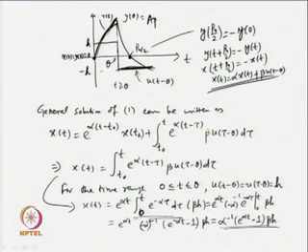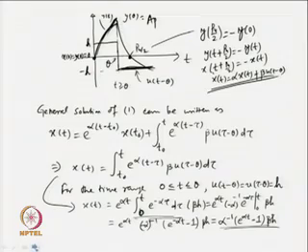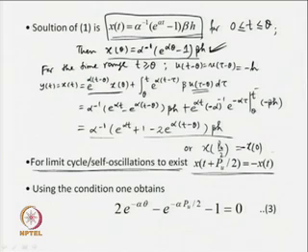The x(0) is equal to y(0), which is nothing but 0, because we start our analysis from time t equal to 0, at which we have the output of the system 0. Therefore, this is equal to 0.